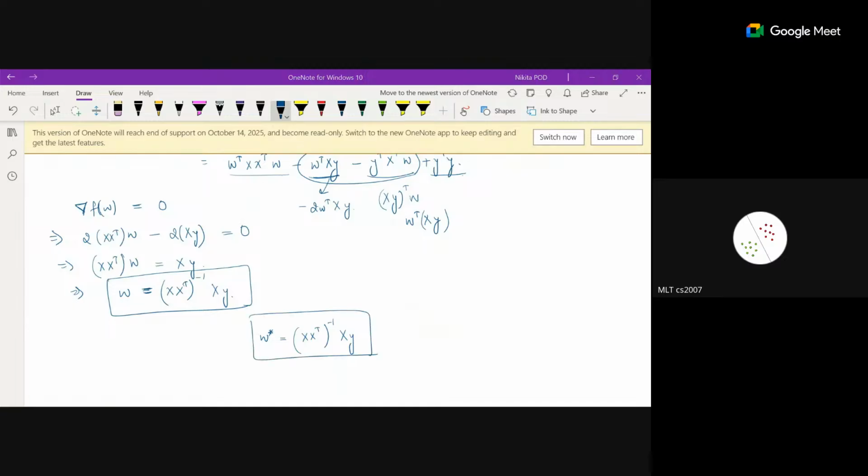Yes, was there Rohit? Ma'am, I want to ask something. Ma'am, how did you write 2 into x x transpose W? The first term, W transpose x x transpose W. How did you simplify this?